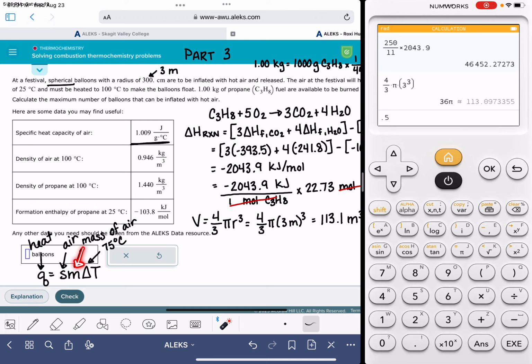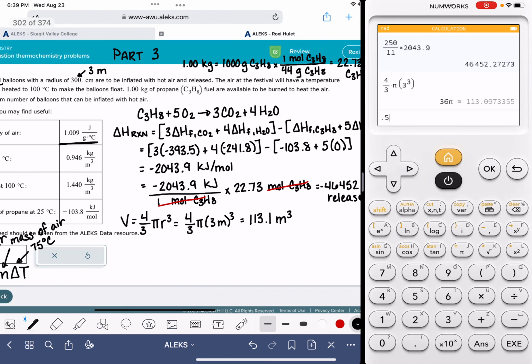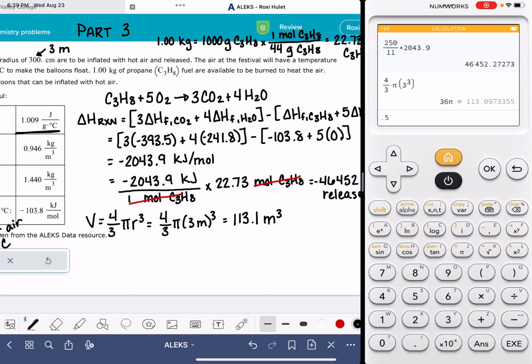We need to know the mass of the air. The reason why we need to know the mass is because we need to use this Q = smΔT equation, and that equation uses mass, not volume. So we're going to use the density to convert from volume, which is in cubic meters, into mass in kilograms. We're just going to multiply. Here's my density that I'm using right here. We're going to multiply our volume by the density, 0.946 kilograms per cubic meter.